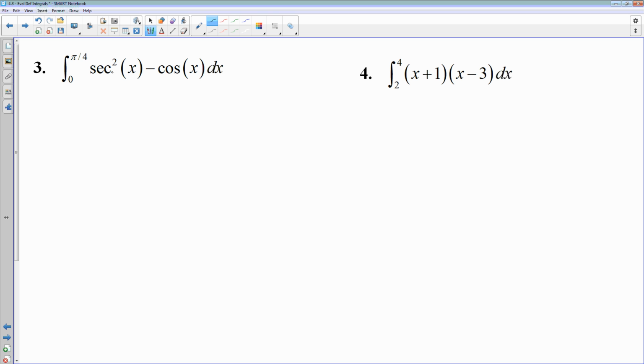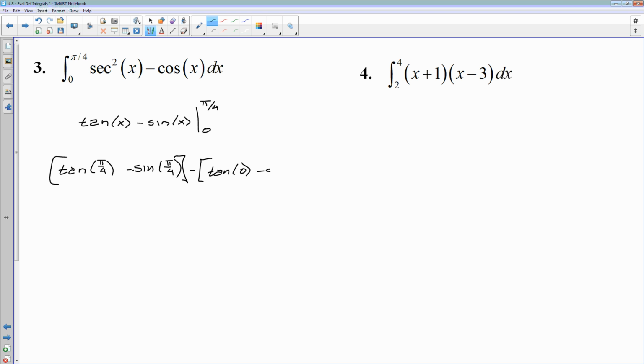Let's see, area under this function from 0 to pi over 4, secant squared. You should recognize that as the derivative of tangent. Cosine is the derivative of sine, so this is going to be minus sine x. And then we will evaluate from 0 to pi over 4. So this will be the tangent of pi over 4 minus the sine of pi over 4. Plug in your upper limit first. Now minus, plug in the lower limit. Tangent 0 minus sine 0.